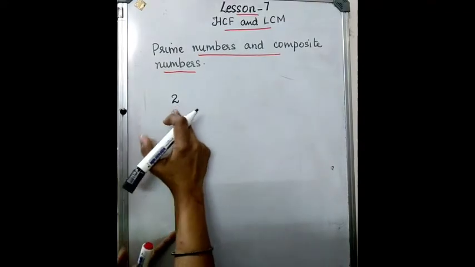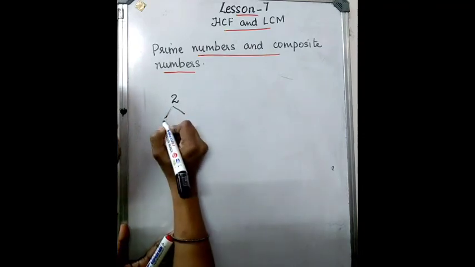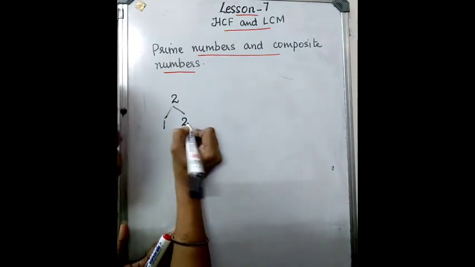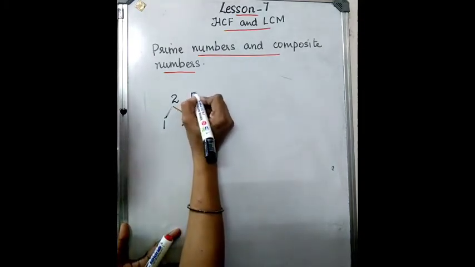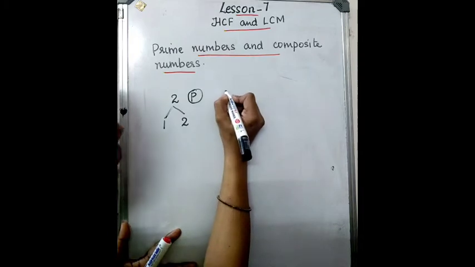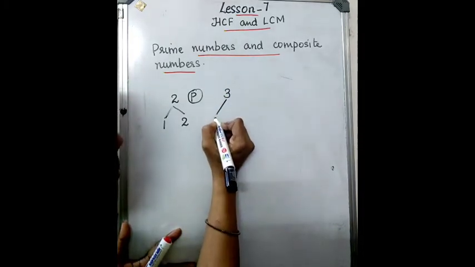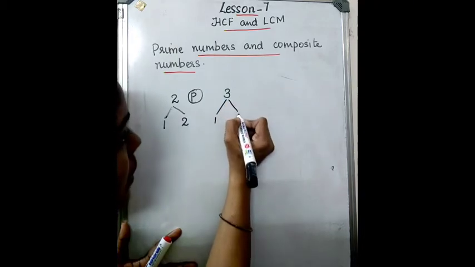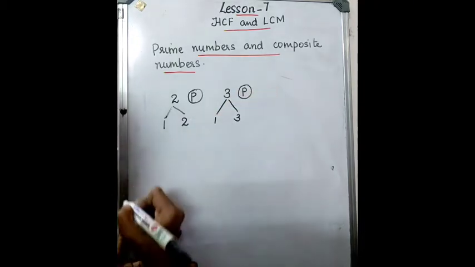All of you listen here. Look at the number 2. We can divide this number with 1 and 2. So, only two factors. So, this is a prime number. Then take number 3. This also we can divide with 1 and with 3. So, this 3 is also a prime number.